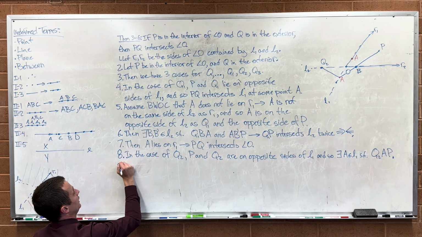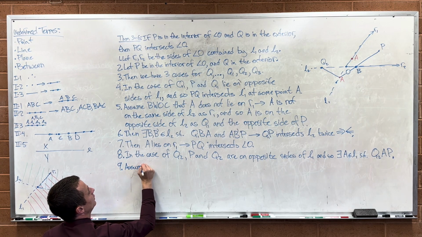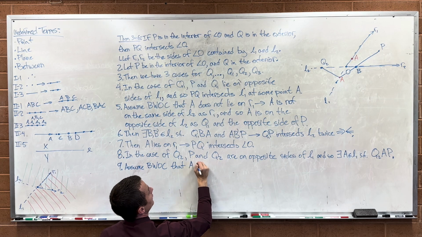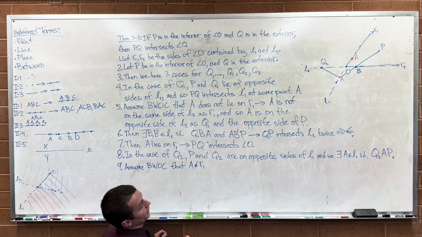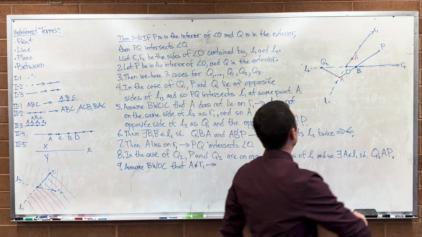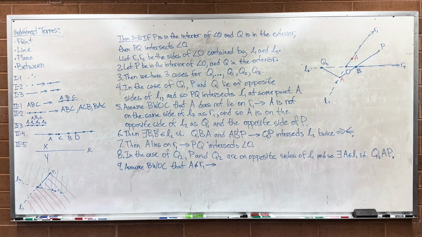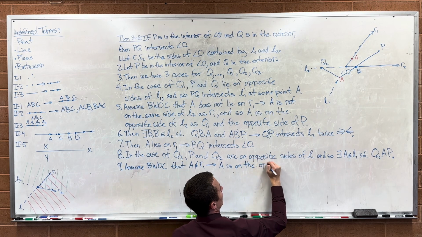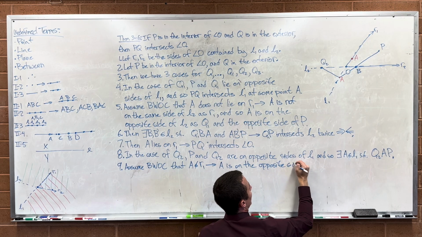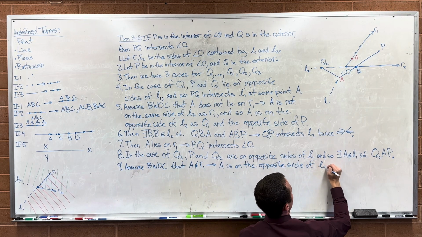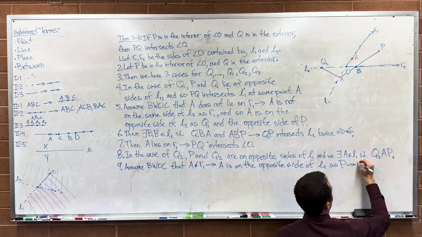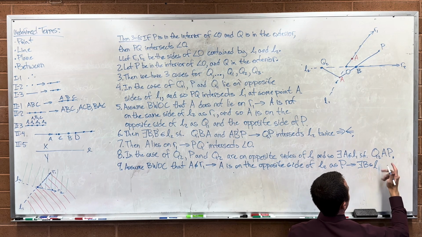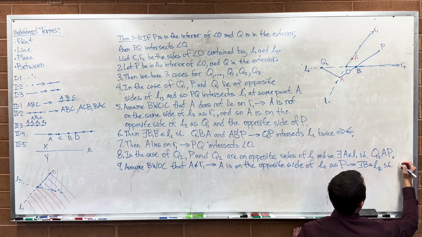Okay, so 9. Assume, by way of contradiction, that A is not in R1. So if it's not in R1, then what does that mean? It means it has to be on the opposite side of L2 as P. So then A is on the opposite side of L2 as P, which gives me that there exists some point B in L2 such that ABP.